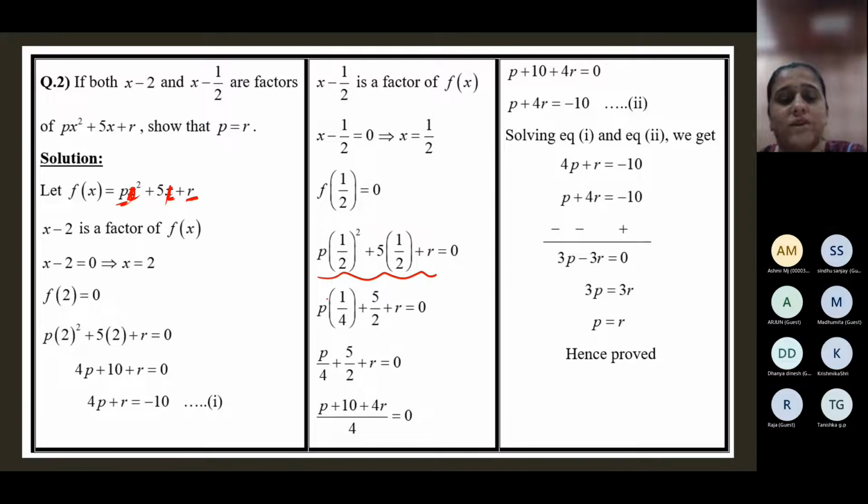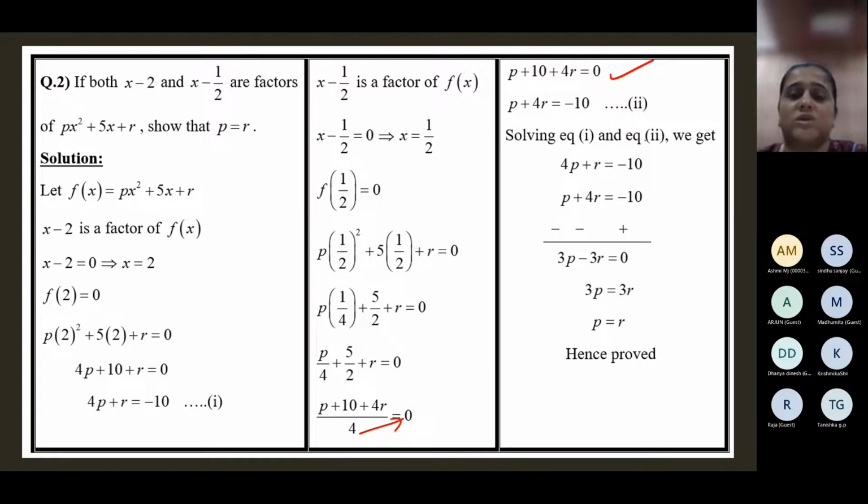Then 1 by 2 the whole square is 1 by 4 and 5 into half is 5 by 2 plus r is equal to 0. Then common denominator, cross multiply, 0 into 4 is 0. And then take the constant to the other side. P plus 4r is equal to minus 10. Take the constant to the other side. So p and r on one side and the constant to the other side.